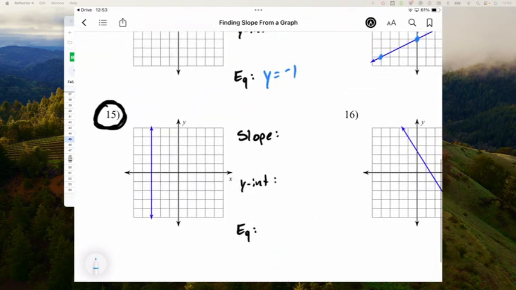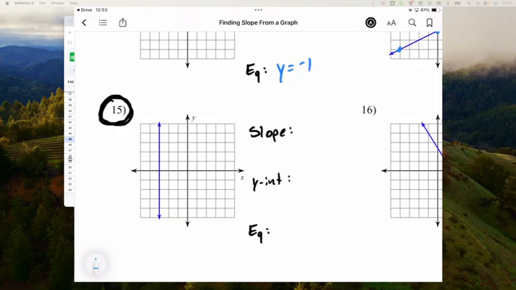2 more to go. Got a strange one here. This one is going to be x equals negative 3. The reason for that is because it does not matter where you go on that line, the x value is always going to be negative 3.